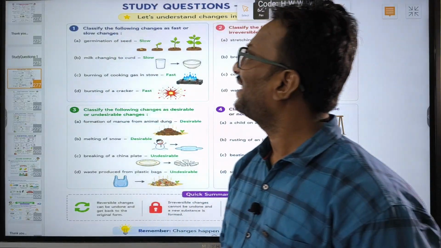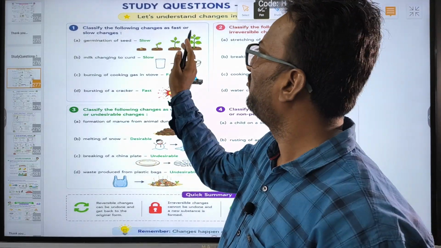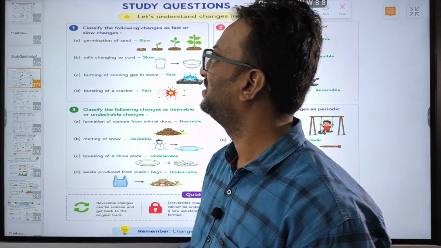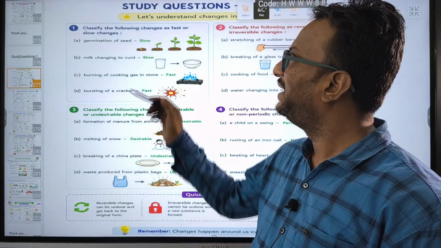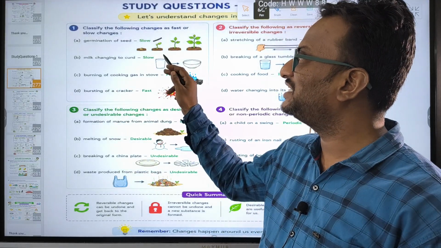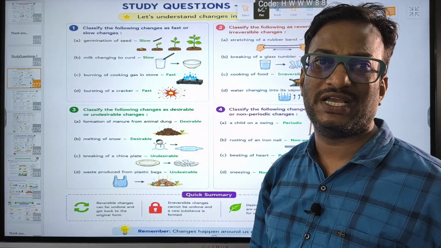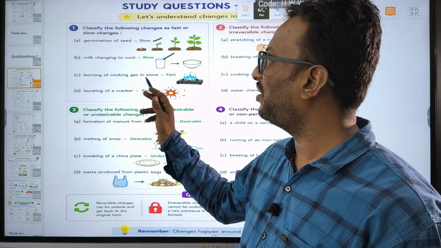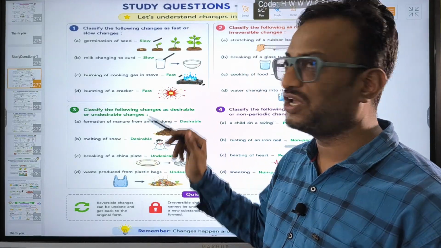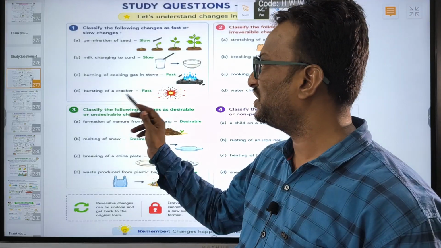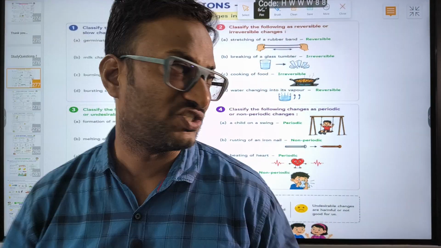So classify the following changes as fast or slow changes. Germination of seed, it is a slow change. Milk changing into curd is also a slow change, it takes some hours. Burning of cooking gas in a stove is a fast change. Bursting of a cracker is also a fast change.